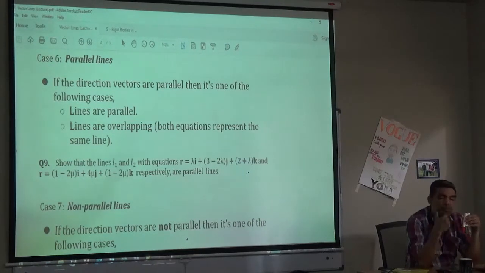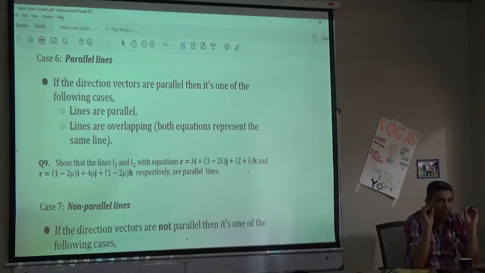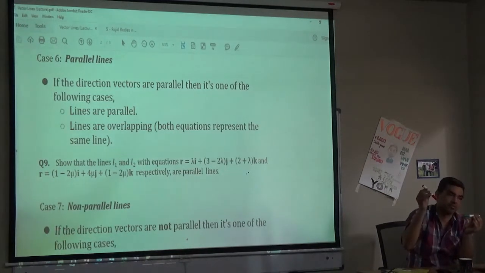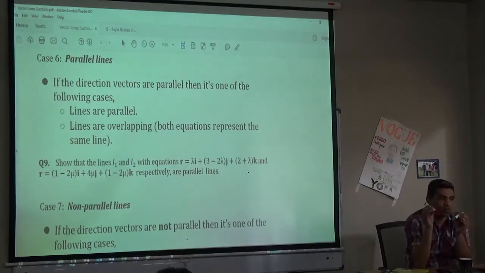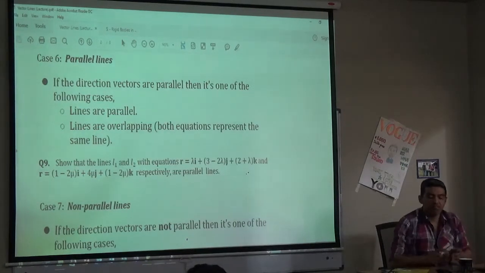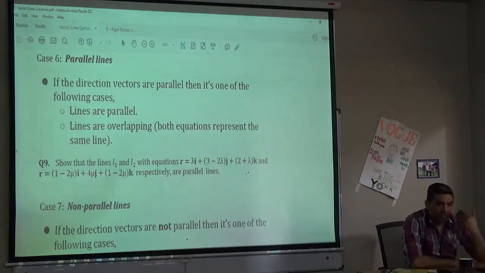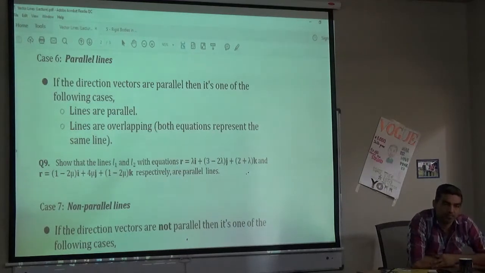So the first thing is the direction vectors of the lines have to be parallel. Otherwise, if the direction vectors are not parallel, then the lines are not parallel at all. But if the direction vectors are parallel, then we have to find out which one of the two situations it is.